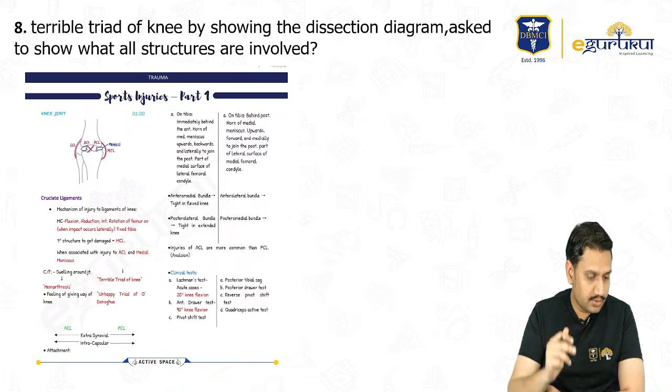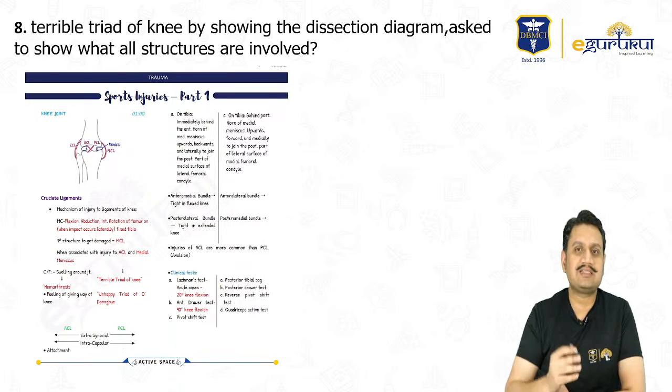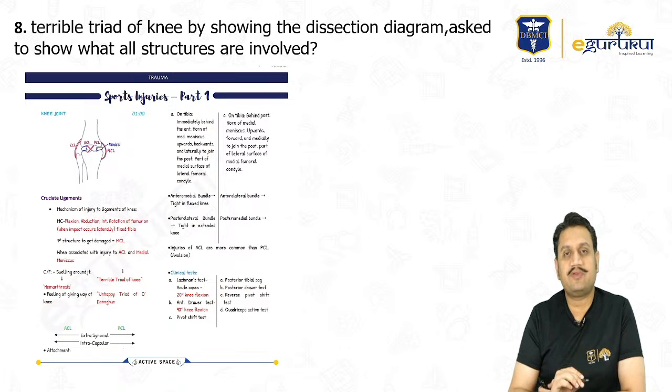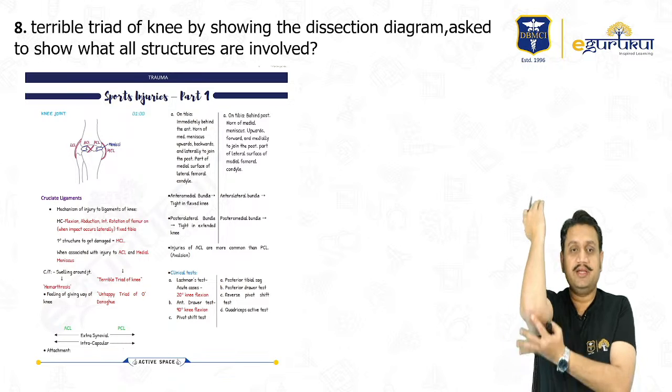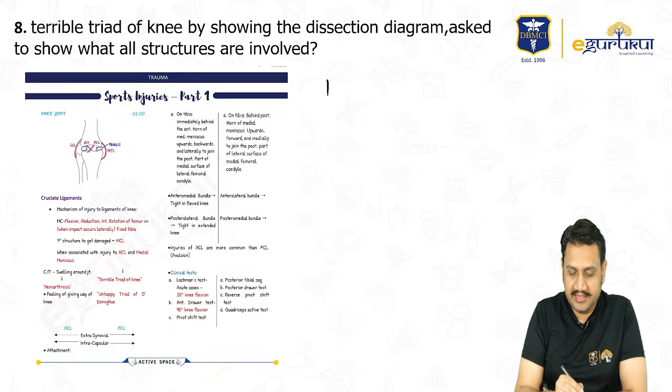Okay, so next one, terrible triad of knee. Come on man, I think you all would have answered it correctly. A straightforward question. We have two types of terrible triads, one in the elbow area and one in the knee area. You all know that. When you talk about the terrible triad of knee, what are the structures which are injured?